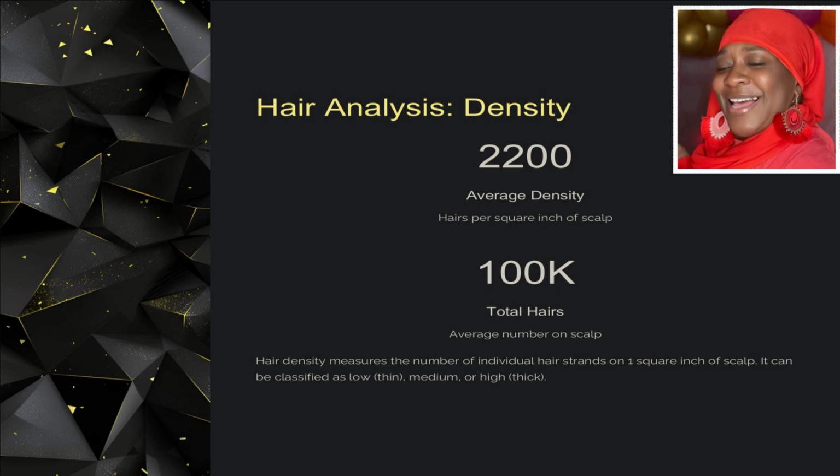Blondes usually have the highest density. Redheads tend to have the lowest density. Some individuals may have coarse hair texture but low hair density, while others may have fine hair texture with high hair density. Average number of hairs on head: blonde, 140,000 hairs; brown, 110,000 hairs; black, 108,000 hairs; red, 80,000 hairs.